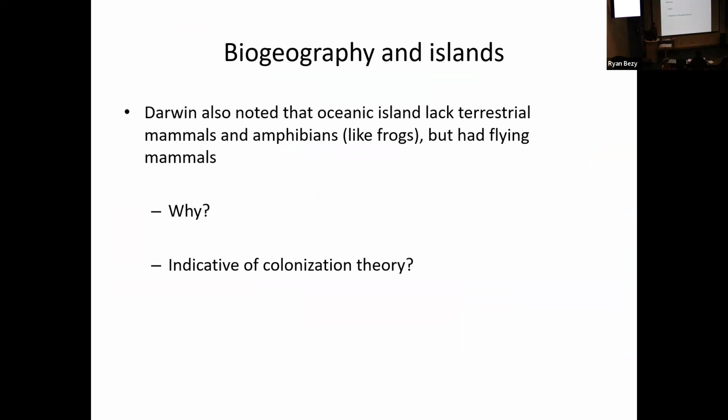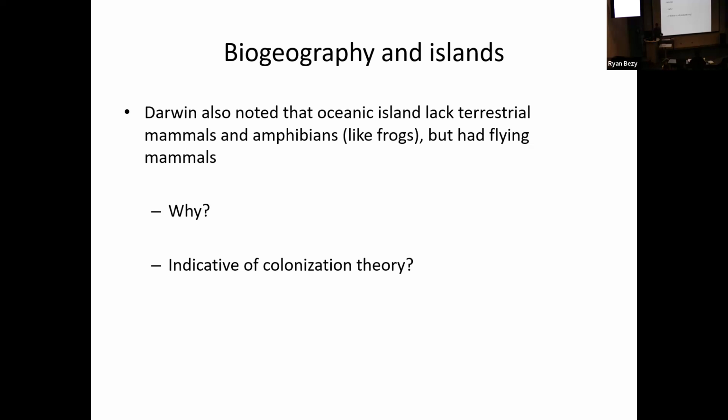All right. Darwin also noted that ocean islands lacked terrestrial mammals and amphibians like frogs, but had a bunch of flying animals or flying mammals in many cases. Why? Why can't frogs get to islands in the ocean? Well, they can. Salt water kills them. Frogs are just fine in fresh water, but if you put a frog in ocean water, it's going to kill it. So you just don't get frogs or a lot of other amphibian species on ocean islands. The salt water is just too bad for them.